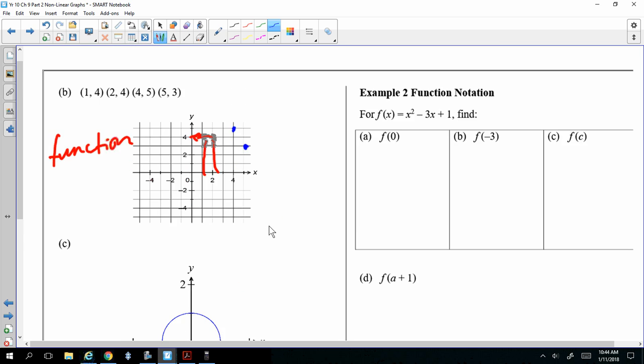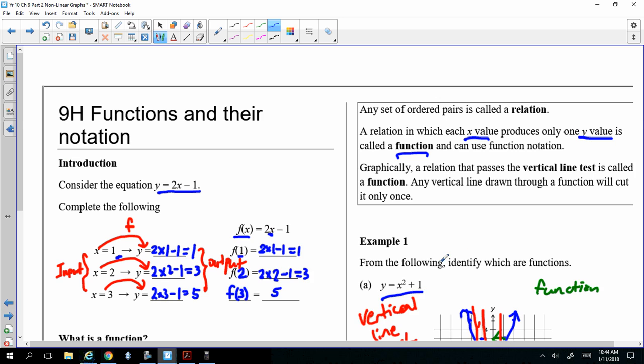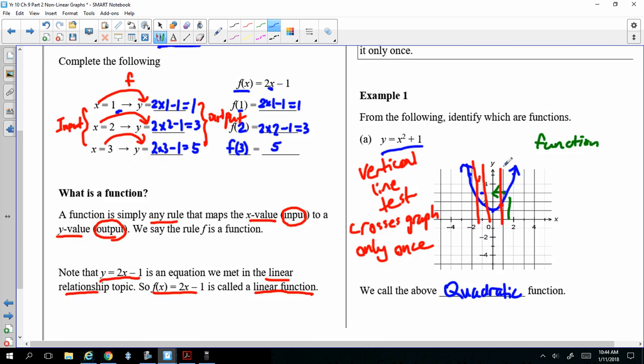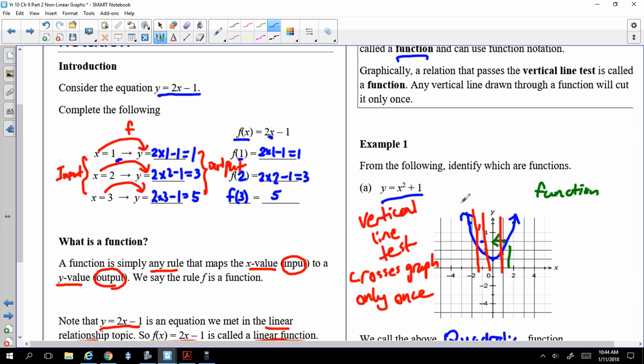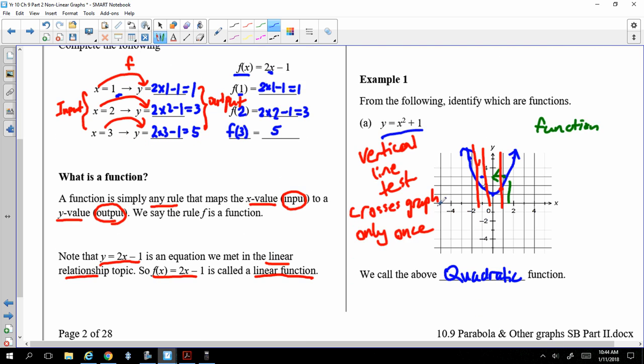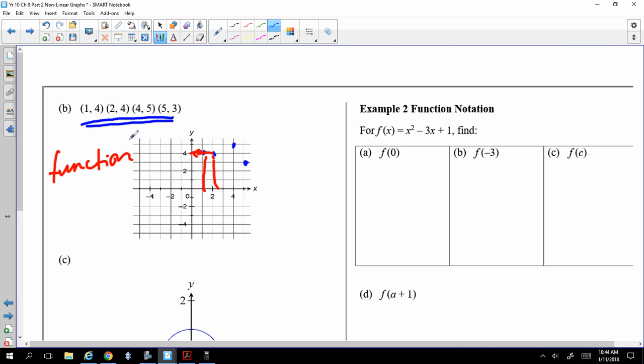For this one, the rule is not clear, right? There's no formula, so it's just a list of points. That's a function because it satisfies the vertical line test. It's not asking you for the formula for the function. It's just asking whether it's a function or not. What formula for the function is not required.